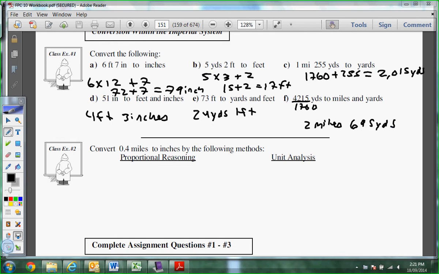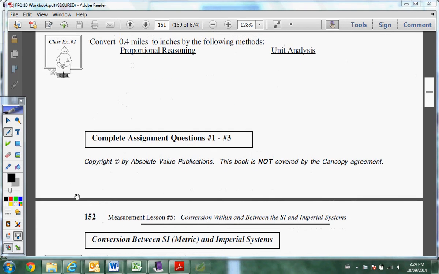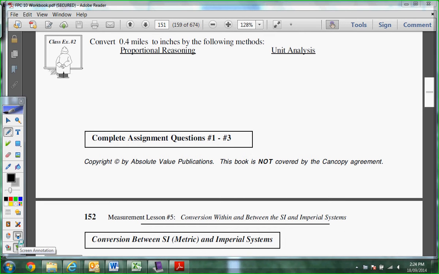All right, so example 2. Convert 0.4 miles to inches by the following methods. Proportional reasoning is what we talked about yesterday. Unit analysis is what we talked about yesterday. Here's the thing: there are 3 methods. You only have to know one, and use that very well. You don't have to know how to do all 3 methods. Maybe after the lesson I could touch up on some more from yesterday if we need to. But proportional reasoning, how we're going to set that up is 1 over 0.4 equals 5,280 over x.